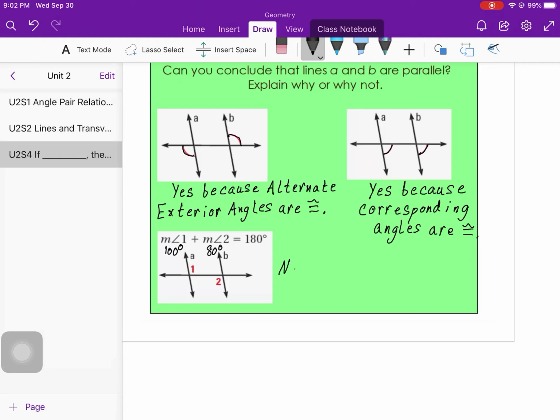So this would be no, because we don't know if we can just say angle 1 and angle 2 are congruent. We just know that they add up to 180. There's a lot of different combinations that would actually add up to 180. The only combination that would technically prove them congruent would be if both of them were 90. So if both of them were 90, then they would be congruent and supplementary at the same time. That actually would prove that the lines are parallel. But every other instance it wouldn't.